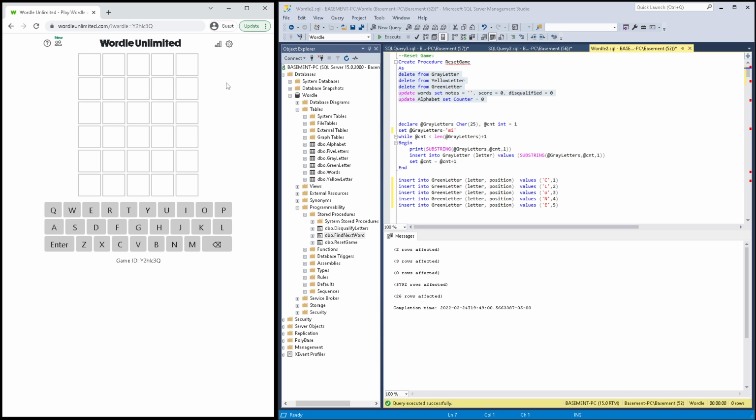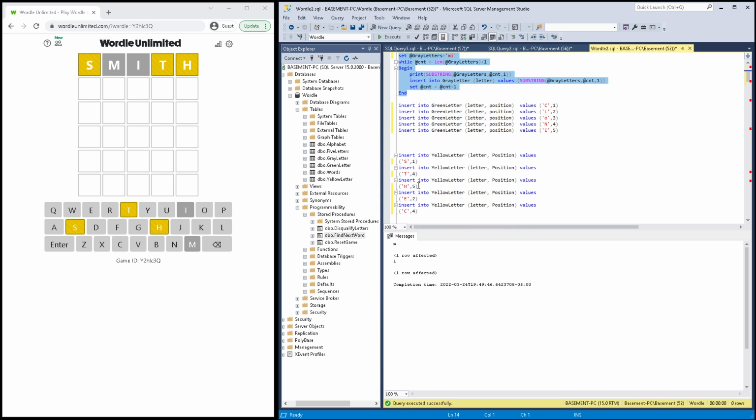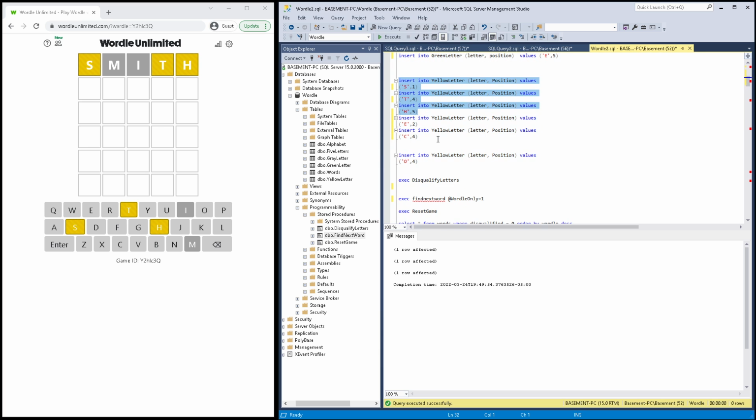So the word that I've been starting with is Smith. We can get into that a little bit later as far as why I go that route with it. So I've got an S, a T, and an H, and the M and the I are out. So you can see here I've put M and I in my gray letters. They're out. And then I have an S in 1, and a T in 4, and an H in 5. We're going to load those in, and then we're going to disqualify the words.